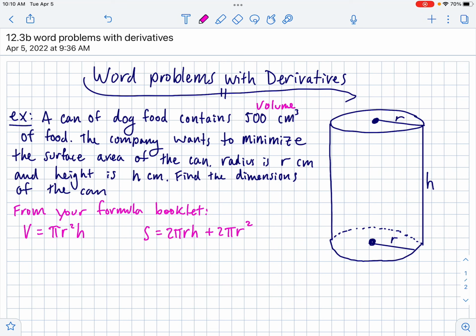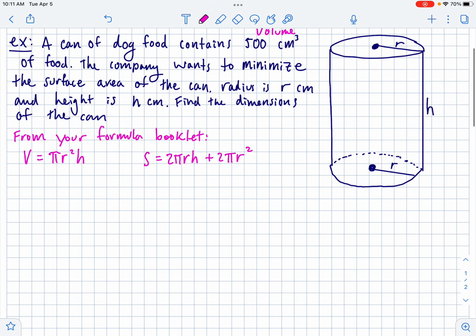The radius, we're going to call r centimeters, and the height is h centimeters. We're going to find the dimensions of the can. So here's what's going to happen. We're going to use a bunch of formulas that are found in your formula booklet. And then afterwards, we're going to apply derivatives and then turn towards our graphing calculators to handle this problem.